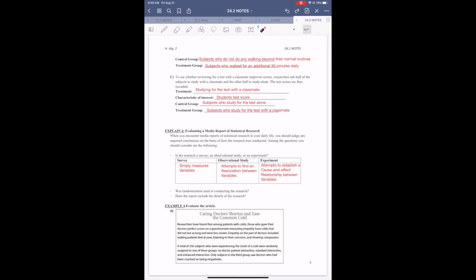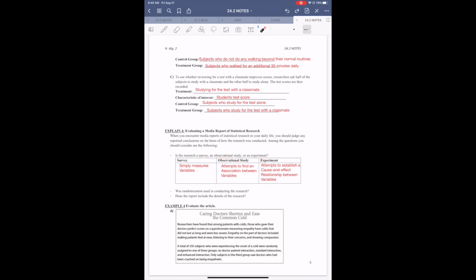Okay, for example, if you look up at C here, we talked about how studying with a classmate might improve test scores, right? And we can do this by having groups of people study together versus having a group of people study alone. Okay, so that's one question. Is it a survey, an observational study, or an experiment?